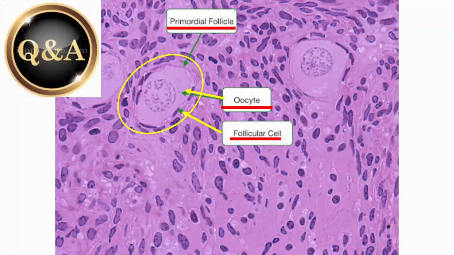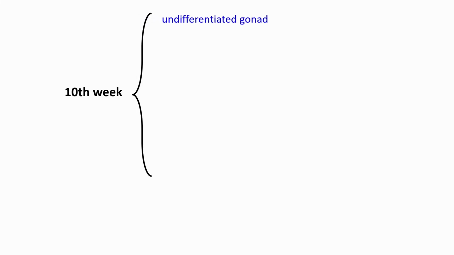The questions and answers opened our mind to notice lots of things. In week 10, this is what is going to happen. In week 10, we will find that the genital ridge is undifferentiated gonad. It is the same in the male and in the female.